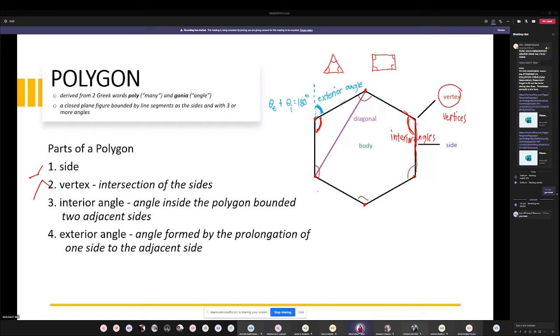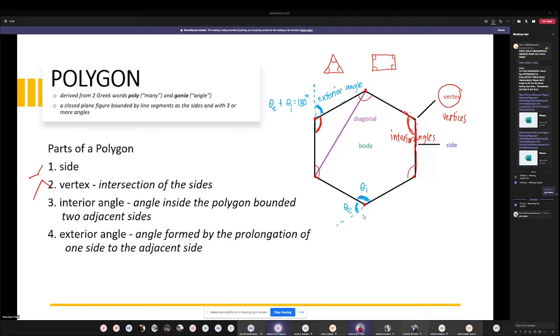Let me give another example. If we have this particular interior angle, its adjacent exterior angle is this one. We extend this side. The angle formed between this prolongation or extension and this adjacent side is an exterior angle. So this is theta sub E, the exterior angle, and this is theta sub I. Again, their sum is always equal to 180 degrees.